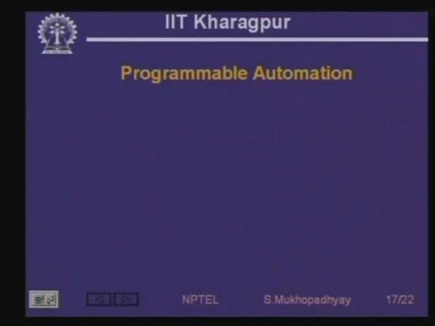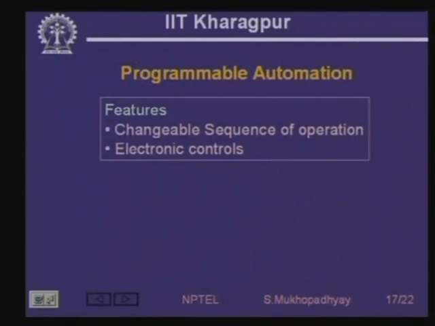Now gradually, let us go for programmable automation. Programmable automation is one where you need to make changes more frequently, may not be every day, may not be every hour, but you still need to make a change perhaps once in a week or once in a month. Since the basic equipment life is going to be much more than a month, you need to make it programmable, so that you can reasonably easily change the sequence of operation. So it has a changeable sequence of operation and it has electronic controls.